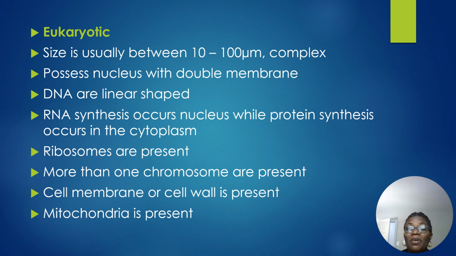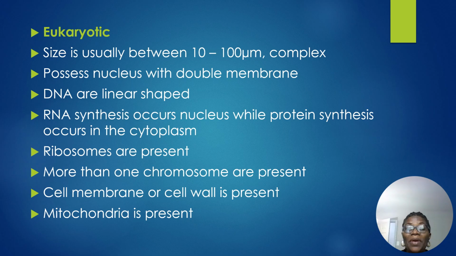DNA in eukaryotic cells is usually linear, that is, like a straight line, unlike in prokaryotic cells where it is circular in shape. In the prokaryotic cells, we know that the RNA synthesis and the protein synthesis occur in the cytoplasm. But in this case, the RNA synthesis occurs in the nucleus, while the protein synthesis occurs in the cytoplasm. The ribosomes are also present.